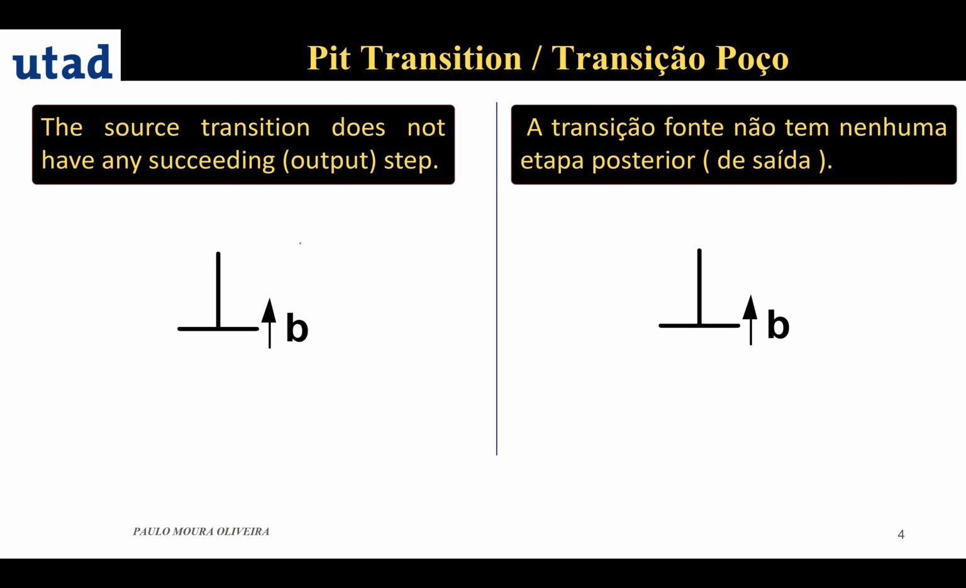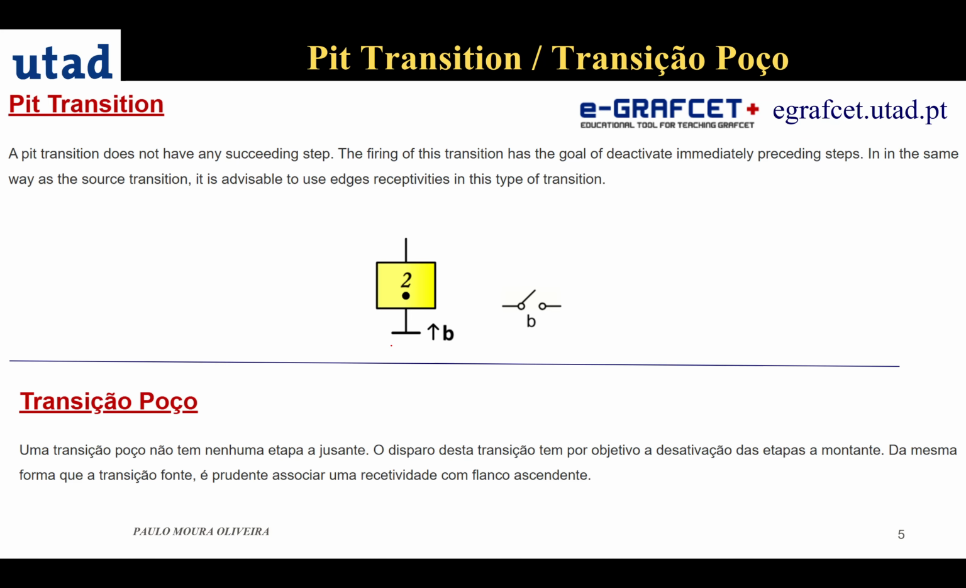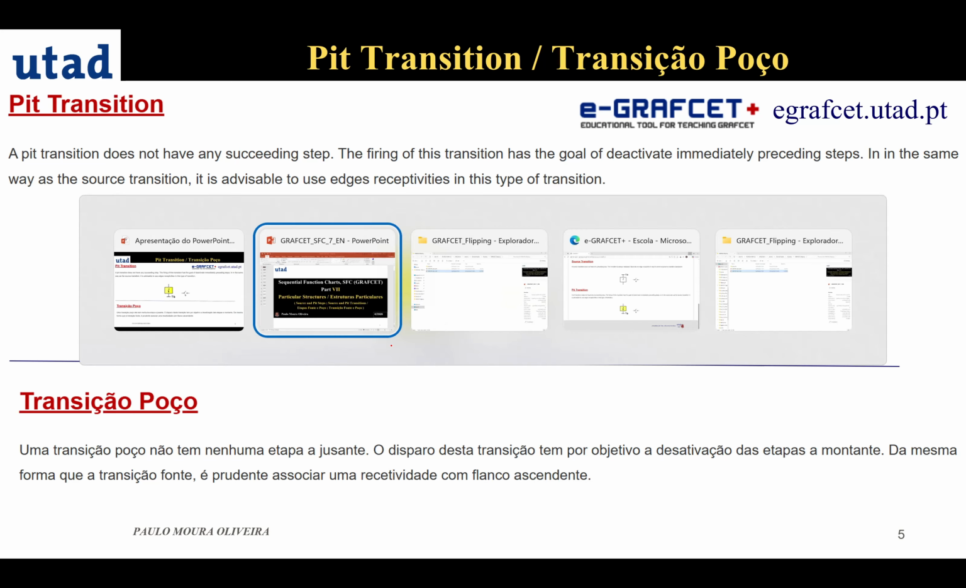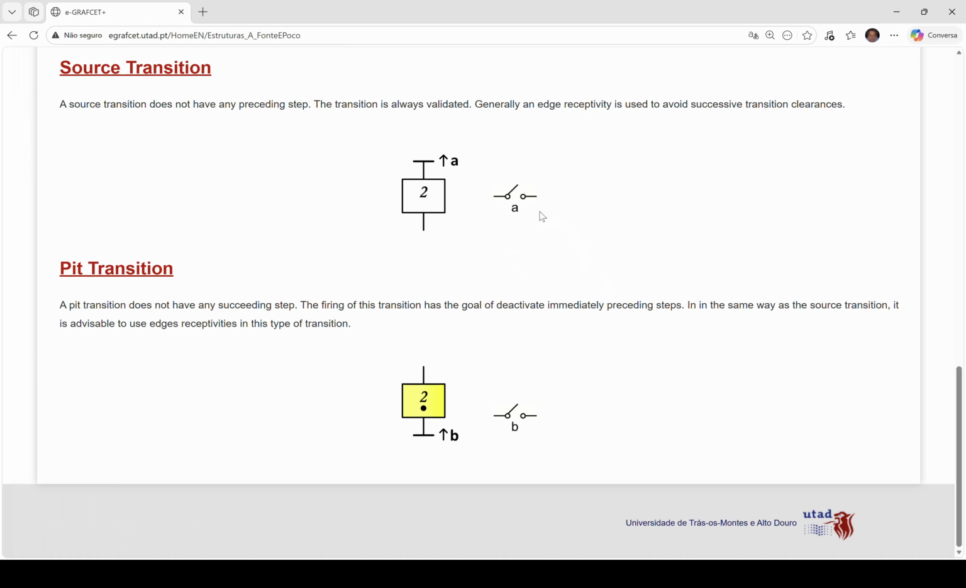Regarding the sink transition, the pit transition is one which doesn't have any succeeding output step. This is an example, and it's also very common to use edge variables in these functions, in the clearance functions. We also have an example of the pit transition in the GRAFCET. You can see in the demo that every time it changes, it becomes true. And with the pit transition, every time we get the rising edge, we deactivate step 2.